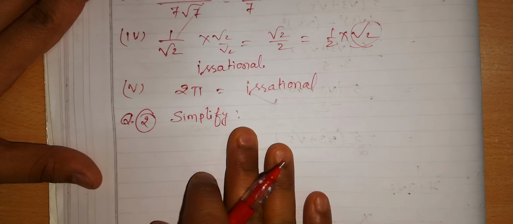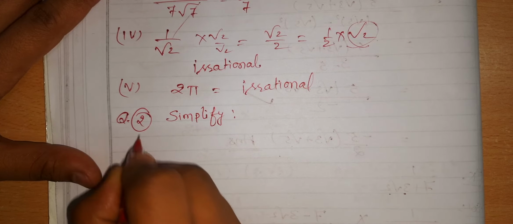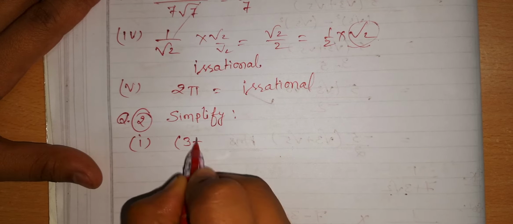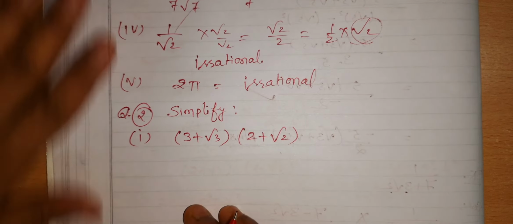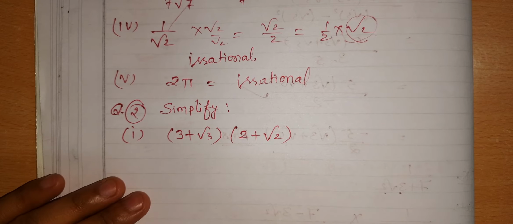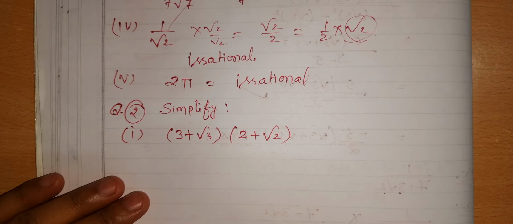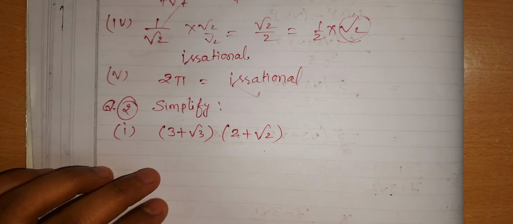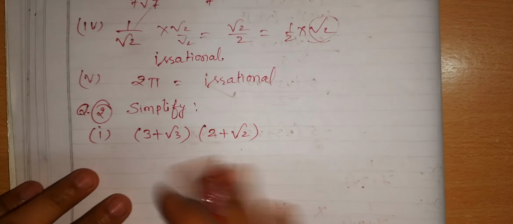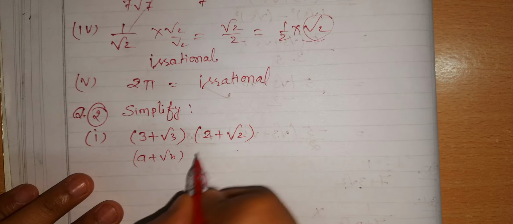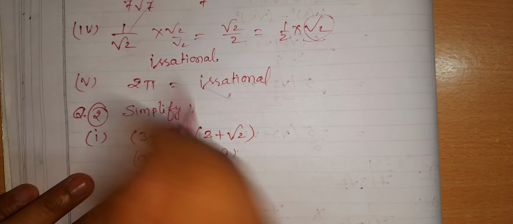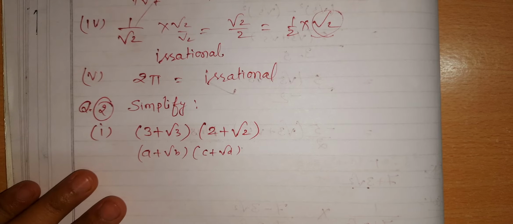Now the next question is: simplify each of the following expressions, and the first expression given is 3 plus root 3 multiplied by 2 plus root 2. In the previous class we have seen there are a few identities which we can use to simplify this type of question. So if you want, you can use these identities directly, or you can simply multiply. If you remember, there is an identity a plus root b and c plus root d.